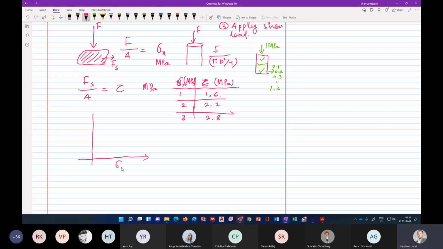Okay. So now what we do is we plot this. Let's say this is the sigma n axis in MPa, and this is the tau axis in MPa. So the first point will be 1 versus 1.6, this point. 2 versus 2.2 is, let's say, this point. 3 versus 2.8 is, let's say, this point.